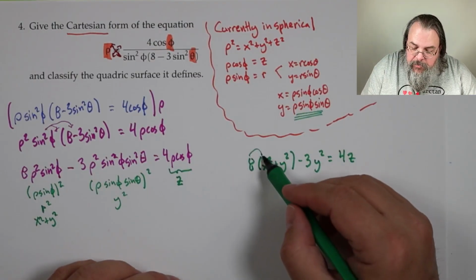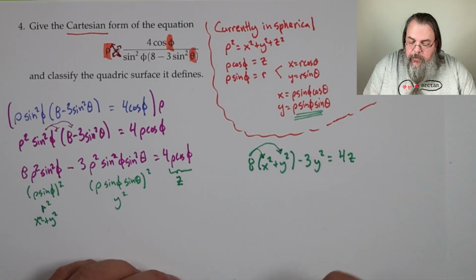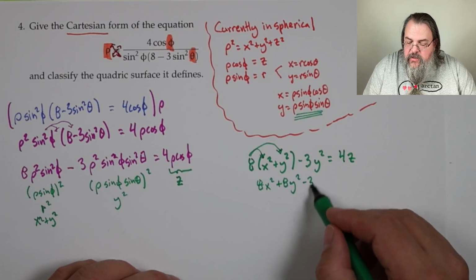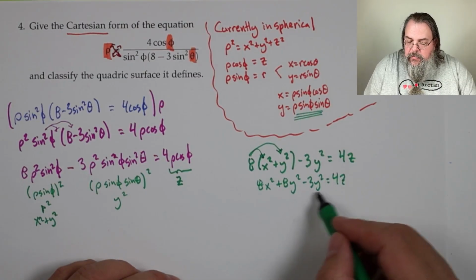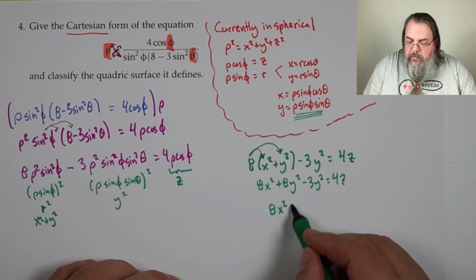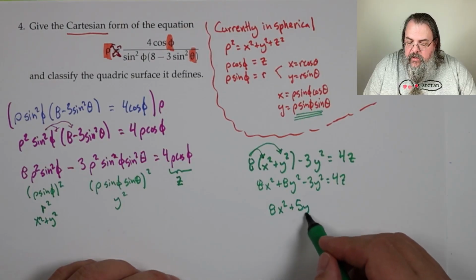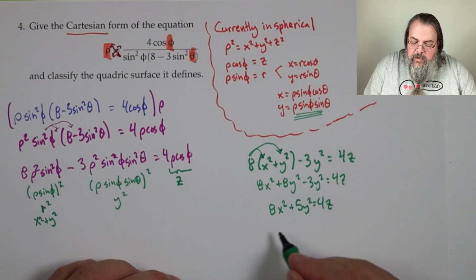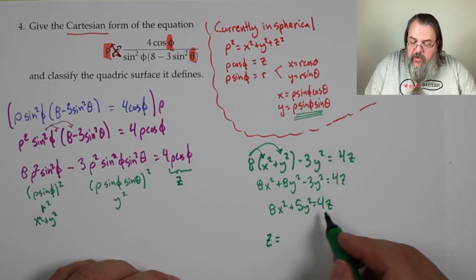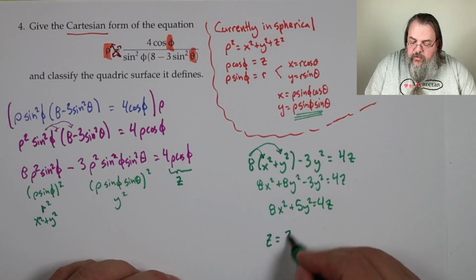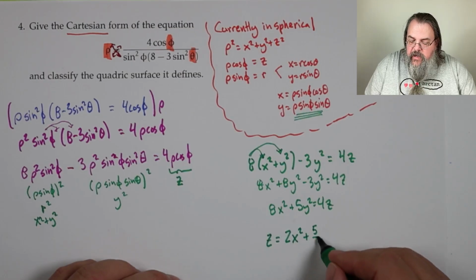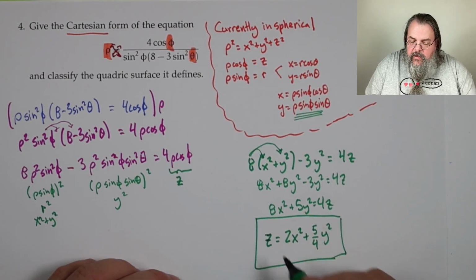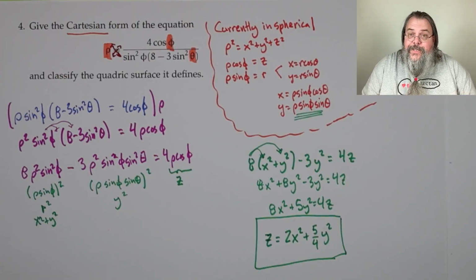Now, let's do one more thing before we box this. We have the 8 we can distribute through. So we have 8x squared plus 8y squared minus 3y squared equals 4z. And we can put those together, so you get 8x squared plus 5y squared equals 4z. And we can make the coefficient of z equal 1. So we get z equals, dividing by 4, 2x squared plus 5/4 y squared. That is a lovely form that we can use to write the formula for our tangent line.